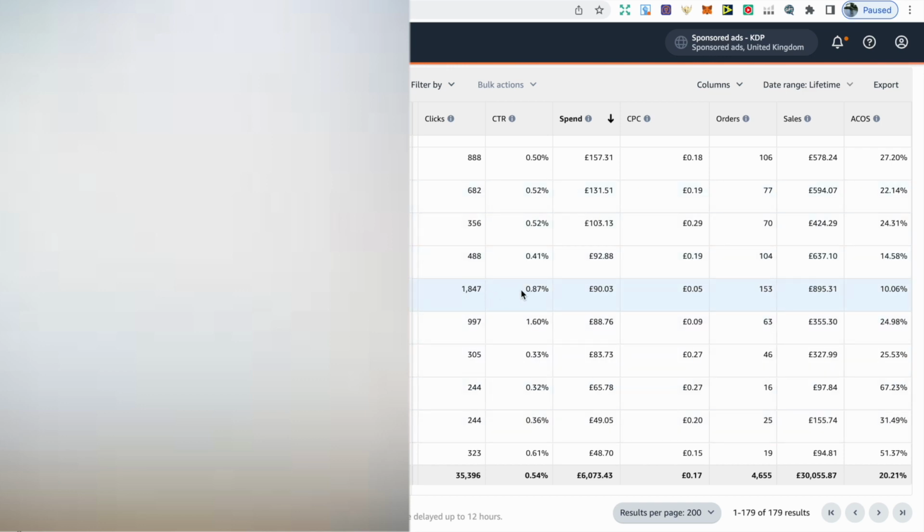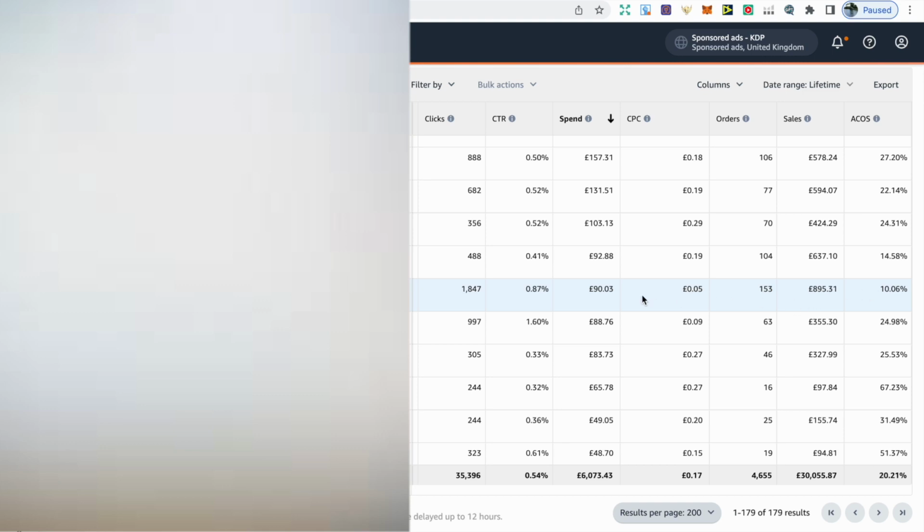It's getting the most clicks. It's got a good click-through rate as well. The spend has only been £90, but the cost per click is way lower than any other ad campaign here. Then you can see the orders is 153 with sales of £895.31. And then it's got the best ACoS so far.